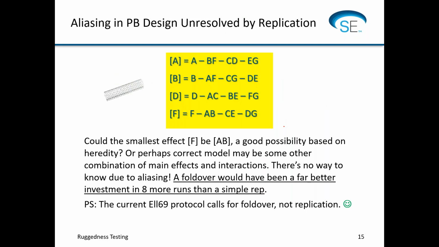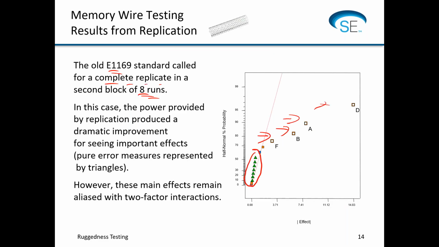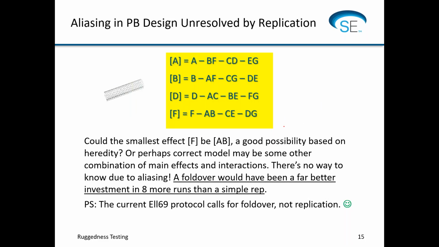So the replication doesn't de-alias the design. At this stage where they see these effects emerging with the added power from replication, they still have the problem of resolution being so low. And so we don't really know at this stage whether these are main effects or possibly interactions of things. For example, it could be a group of effects that are A, B, and then what we think is F could actually be A, B. And you can come up with all kinds of different families here that would exhibit heredity that could be very plausible. But there's no way to determine that with the replicate.